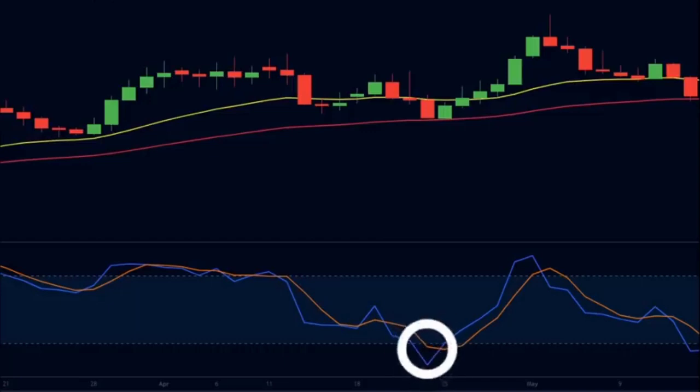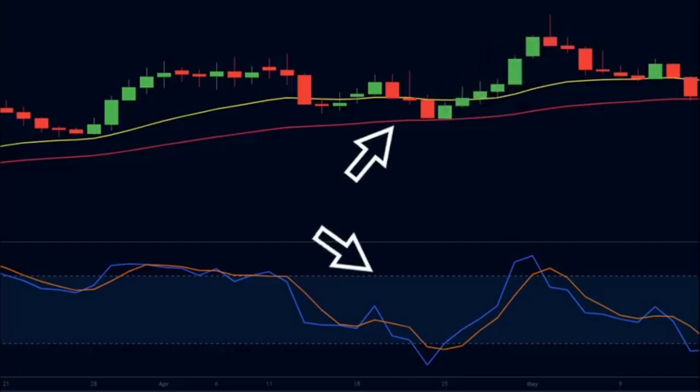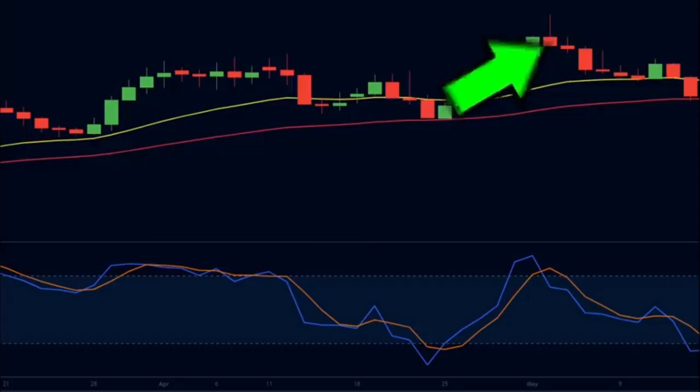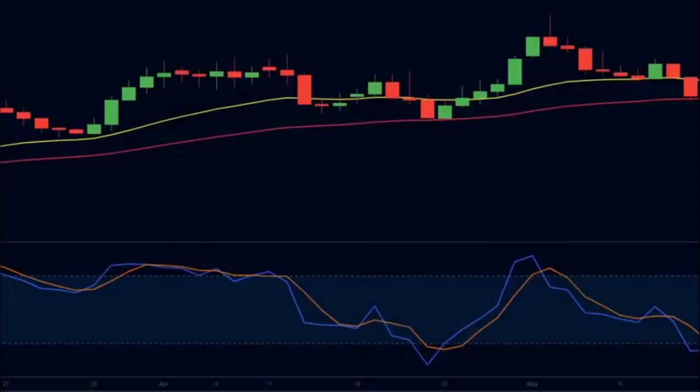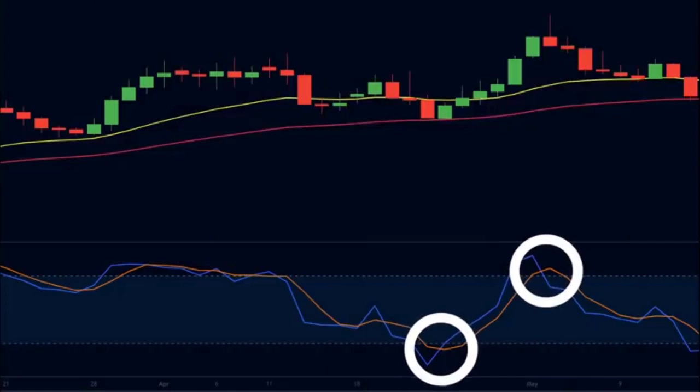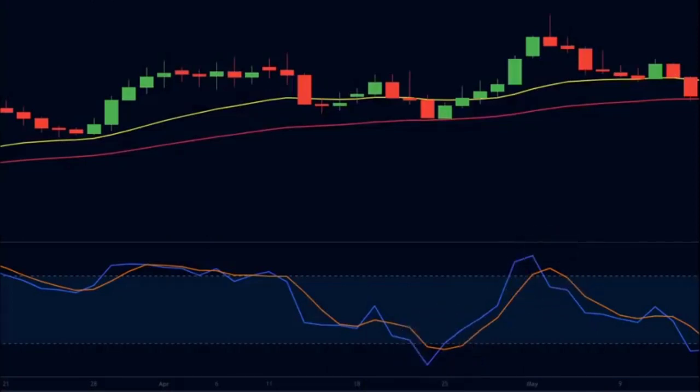An oversold reading in an existing uptrend further confirms that the pullback may be over, and the price might be headed higher. So, we have a confirmation of EMAs and the stochastic that the pullback is over, and the price is ready to move. Now, all we need is a signal to enter and exit. For that, we will use the crossovers between the orange line and blue line.